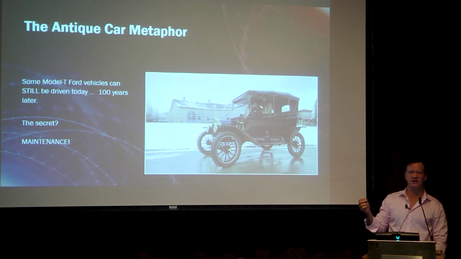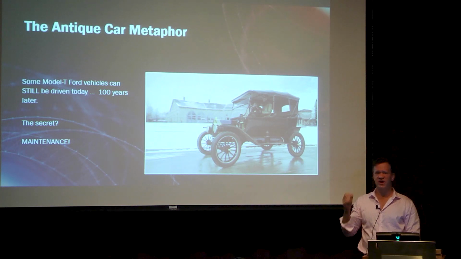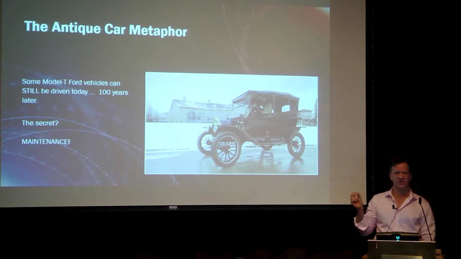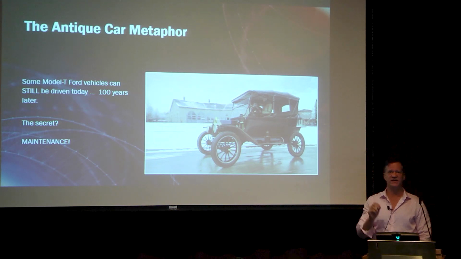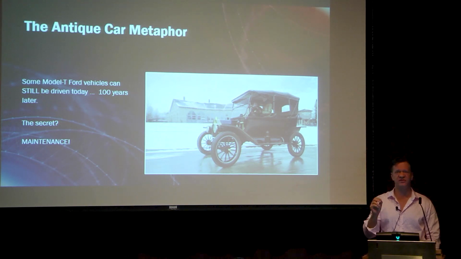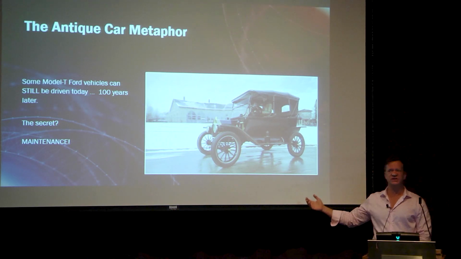And the answer is maintenance. These particular Model T Fords were only designed to last maybe 10 or 20 years, if that. But their owners did an incredibly good job of maintaining them, and anytime a part would break, they would take out that part and either fix it, or if they couldn't fix it, they replaced it. So you ask, okay, can we do that in humans? Is it possible?